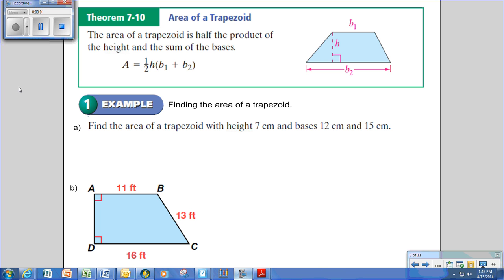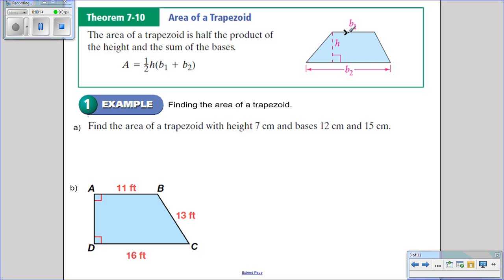Next area topic deals with the area of trapezoids, kites, and rhombuses. So first we're going to talk about the area of a trapezoid. Remember, a trapezoid is a quadrilateral with one pair of parallel sides. Those two parallel sides are known as the bases. So we have base 1 and base 2. The area of a trapezoid is half height times the quantity base 1 plus base 2.